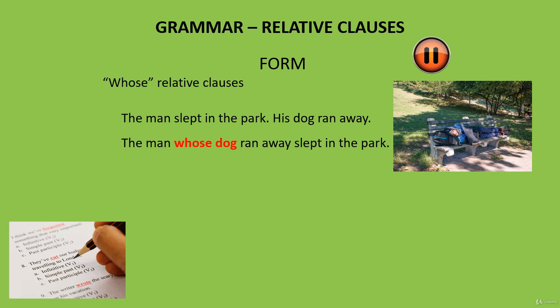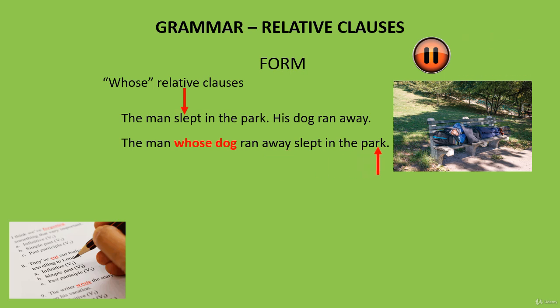In the first sentence, the word that we need to describe is the man. We need to know which man. In the second sentence, the word his refers to man, his dog. So we write the man, we change his to whose, then put dog afterwards, because the noun always stays with the relative pronoun whose. We finish the second sentence, ran away. Then we finish the first sentence, slept in the park.